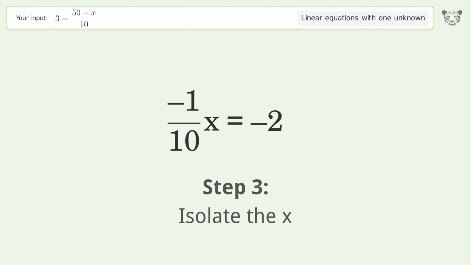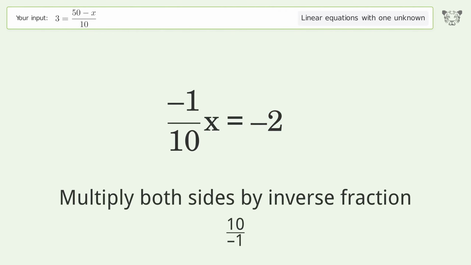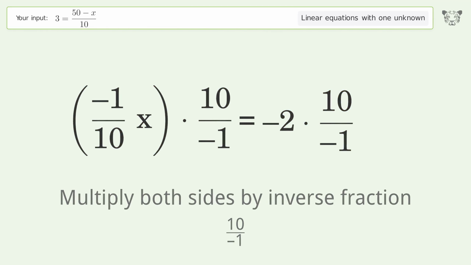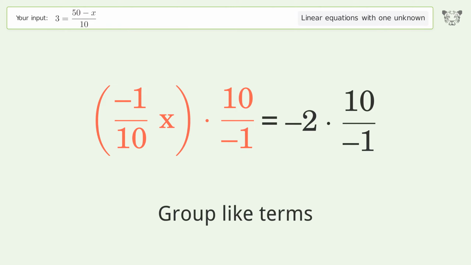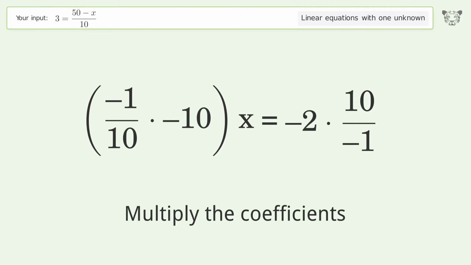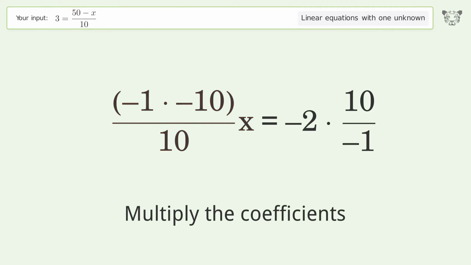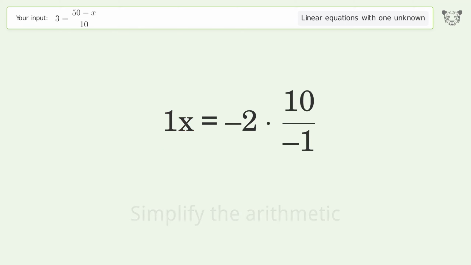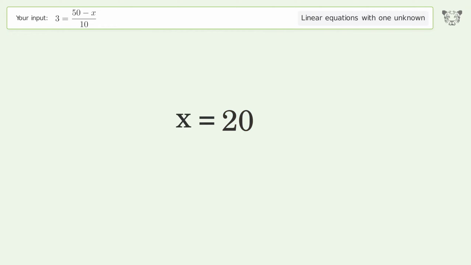Isolate the x. Multiply both sides by inverse fraction 10 over -1. Group like terms. Multiply the coefficients. Simplify the arithmetic. And so the final result is x equals 20.